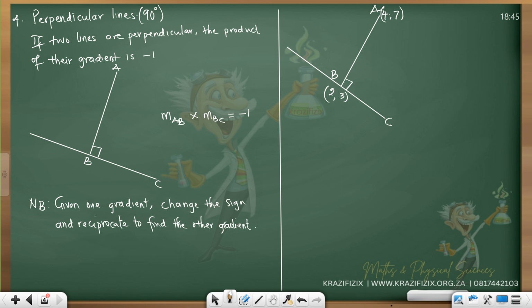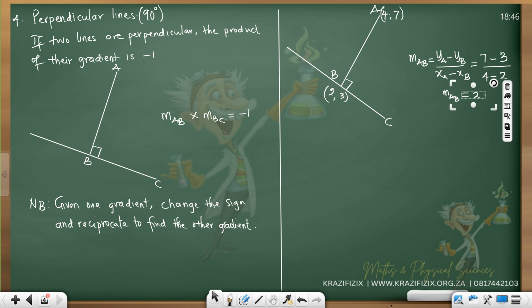So I can find the gradient of AB quickly. YA, YB. We're going to do this over and over again, so that when we start calculating, no one is lagging behind. The Y value of A is 7. The Y value of B is 3. The X value of A is 4. And the X value of B is 2. That is 2, the gradient of AB. I don't need to do any magic.